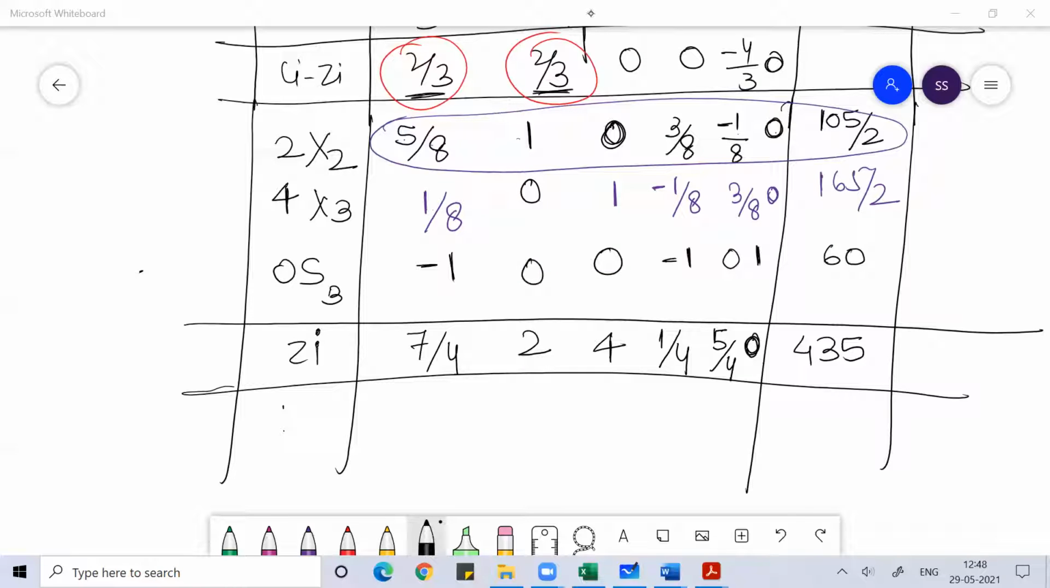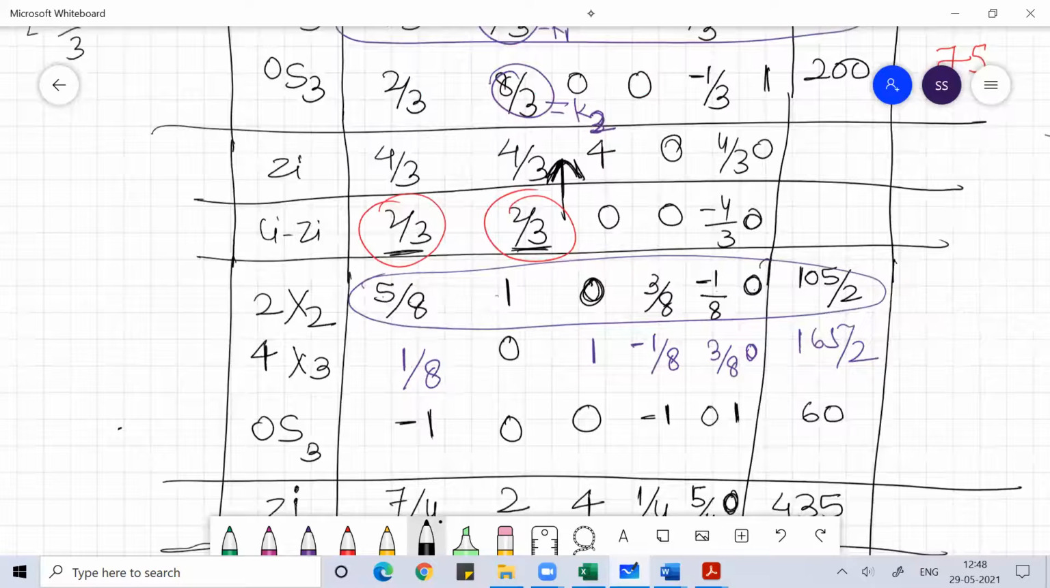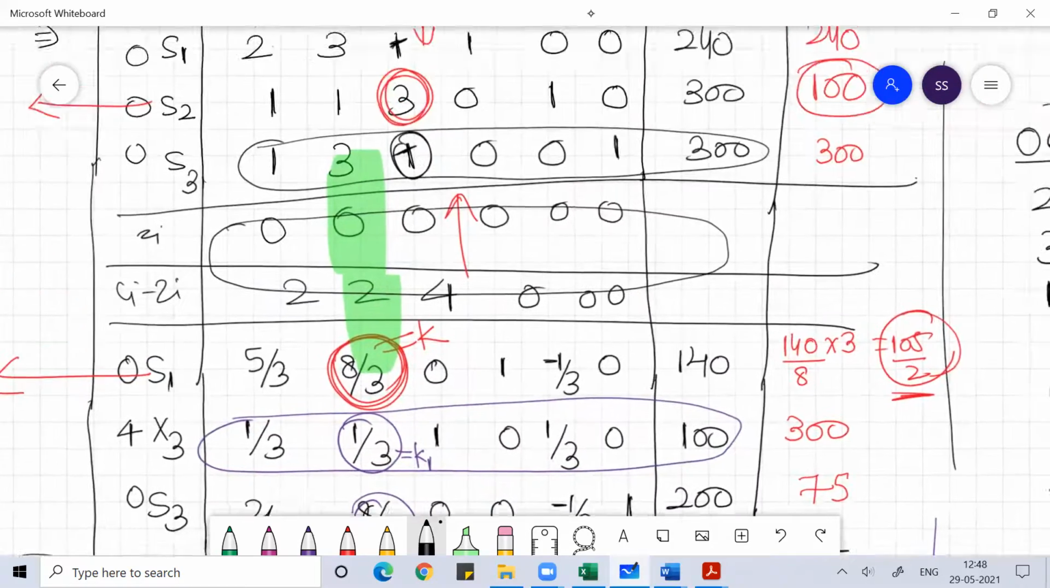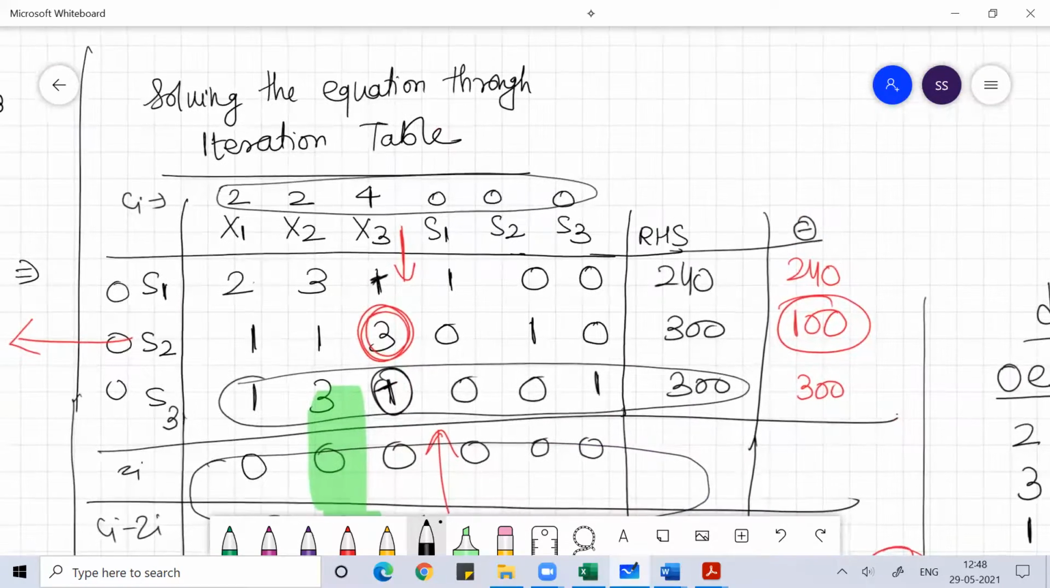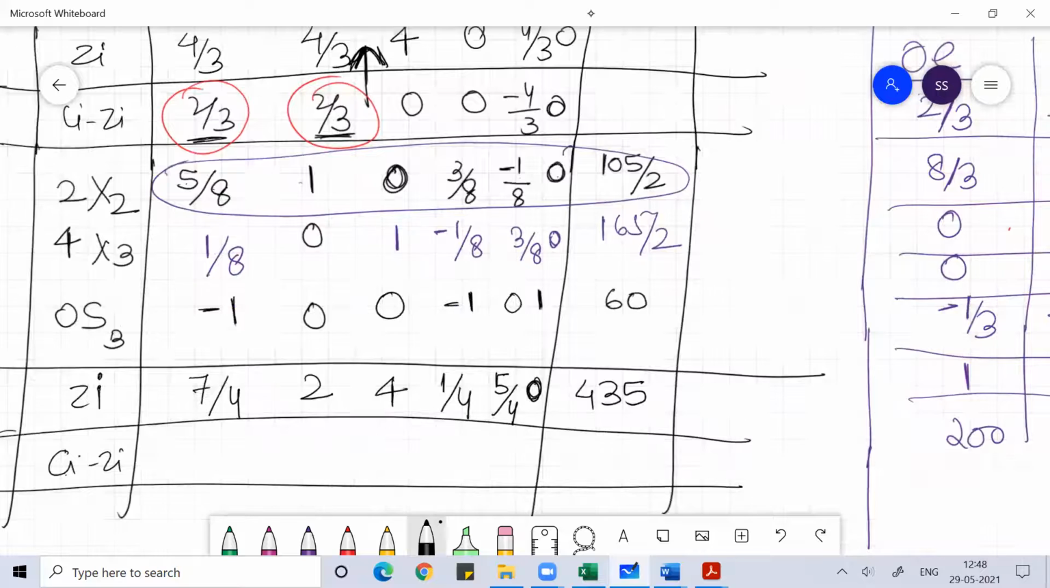We'll find Ci minus Zi. So you know that, right? For x1, what is the coefficient for x1? 2. Just remember 2, 2, 4.